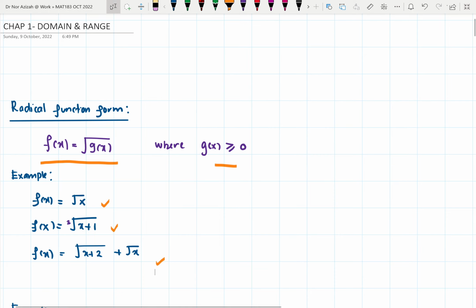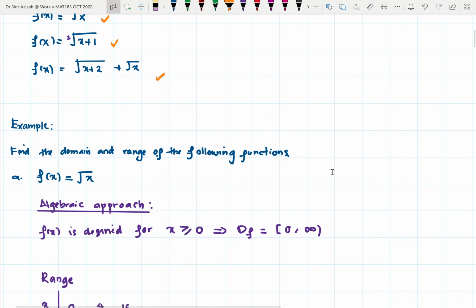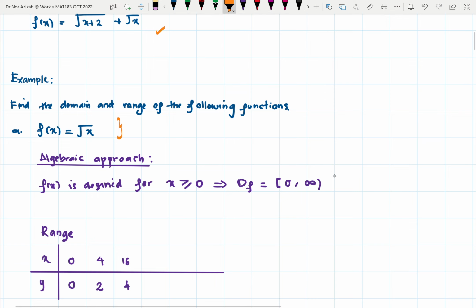Okay, so you need to know the types of graph and how to sketch the graph, and also how to determine the domain and range for the radical function. For example, here you need to find the domain and range of the following function. If you have f(x) equals square root of x, by using the algebraic approach, you should know that f(x) is defined only for x greater than or equal to 0.